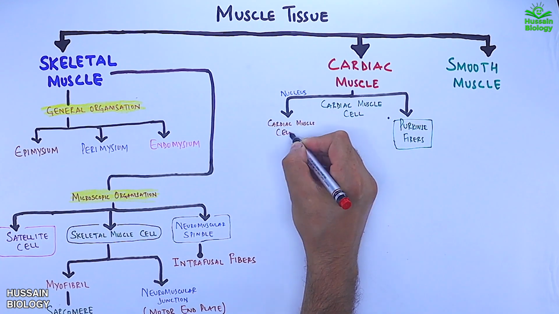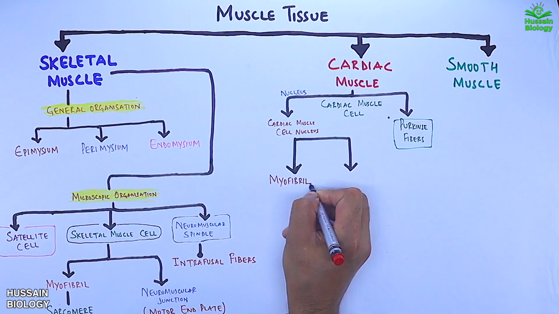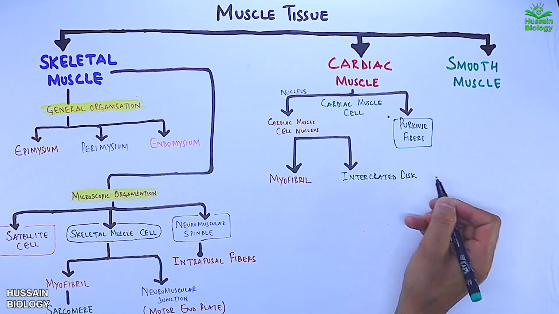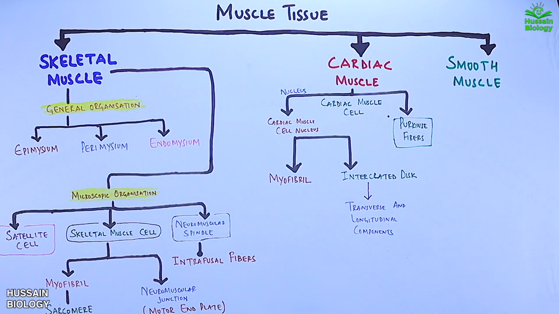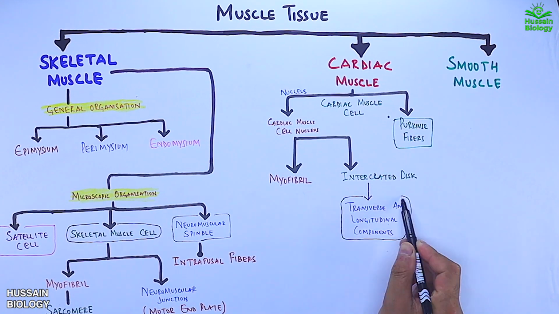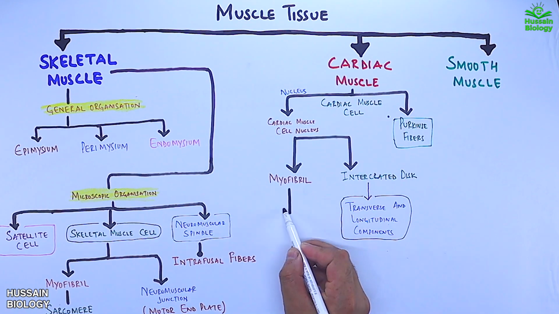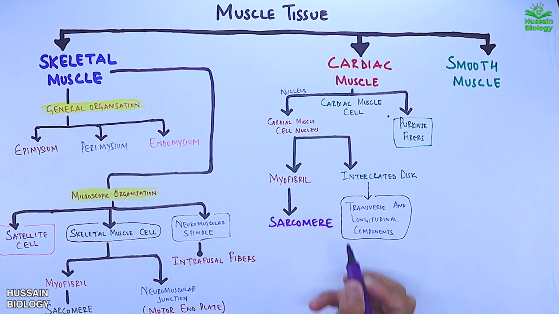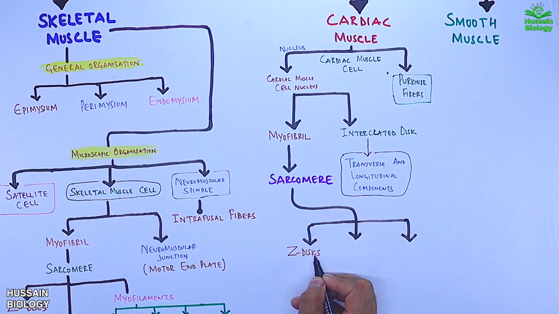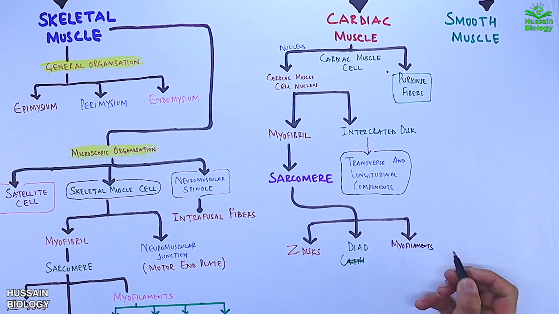And if we see the cardiocyte structure, we have the myofibril and intercalated discs. These discs are the transverse and longitudinal components that connect the cardiac muscle cells, thus acting as one single unit. Furthermore, myofibril has sarcomere structure and has substructures like Z-disc, dyad, and myofilaments.